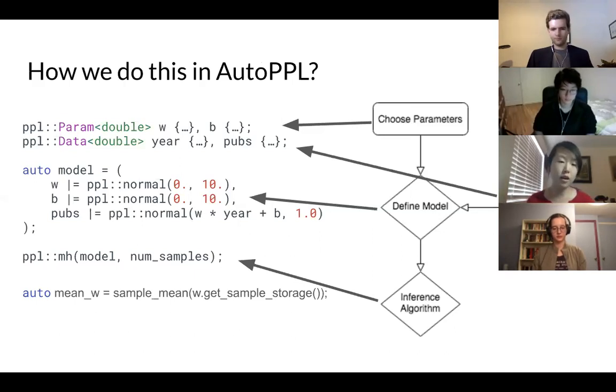Thirdly, we define our model, which is conditioned on the weight and the bias, and we also want to find the publications. And lastly, we run our inference algorithm. In this case, MH stands for Metropolis Hastings. And then after running the inference algorithm to sample the posterior distribution of the model, we can average these samples to get an approximate weight that the inference model thinks it is.